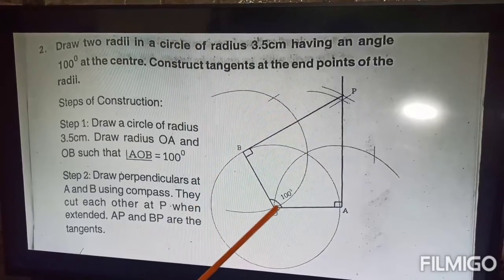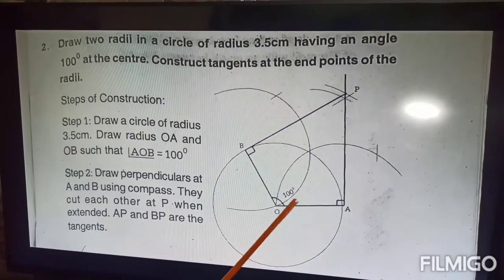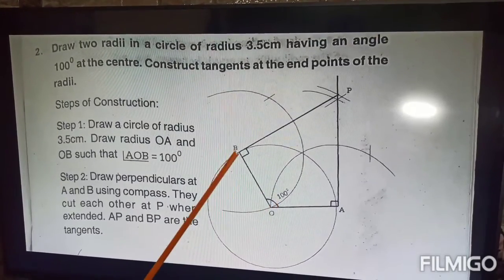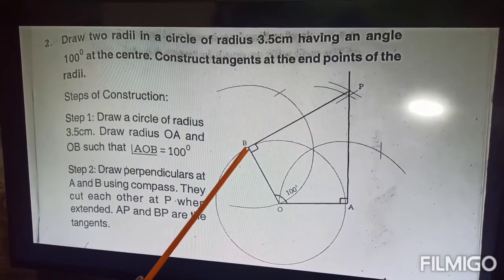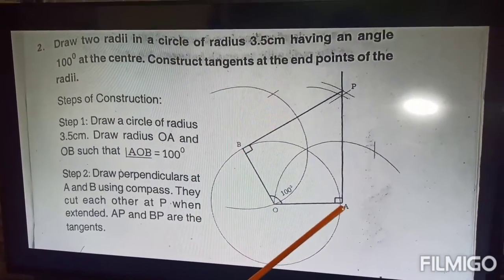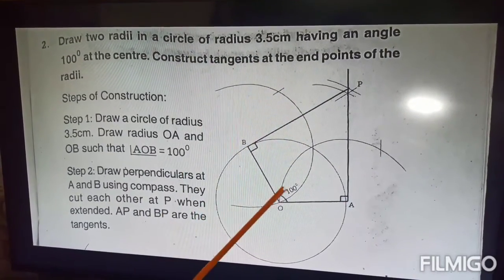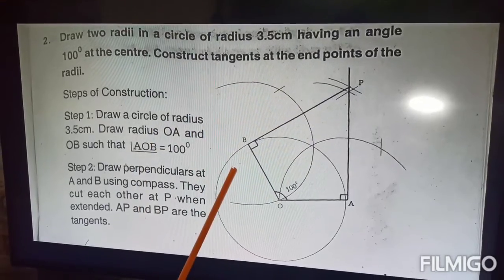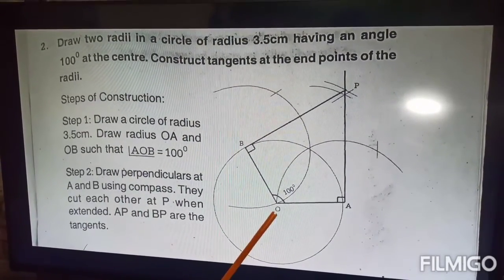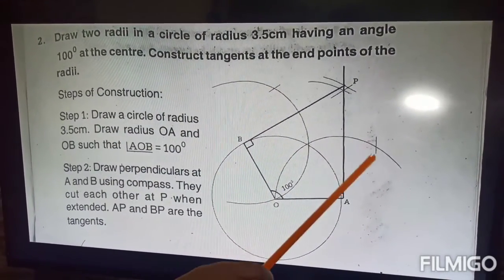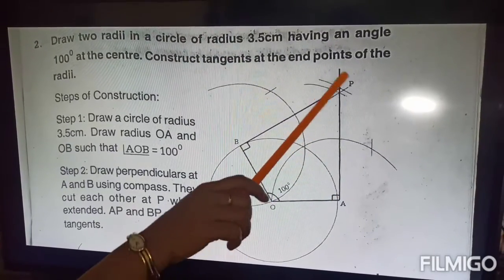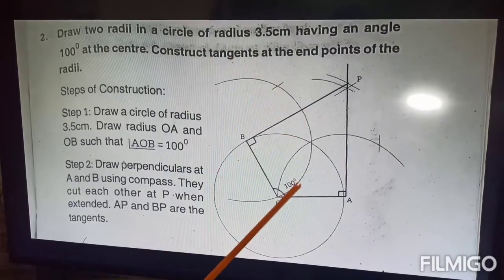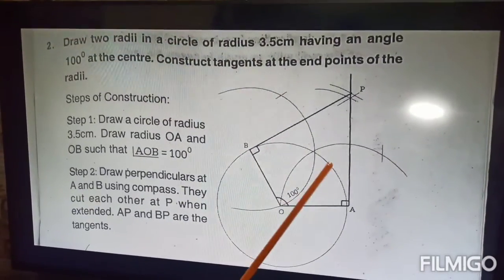Okay. First draw OA, the radius, then mark 100 degrees. Then you will get OB, with points A and B. I have to draw the perpendicular lines. How we did in the previous construction, same method. Draw a semicircle and put two arcs, and from those arcs put two more arcs. Okay, from here also same thing, from here also same thing.